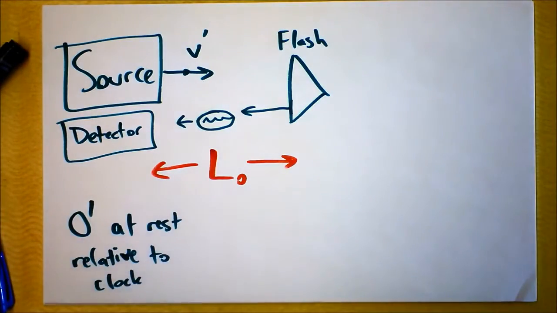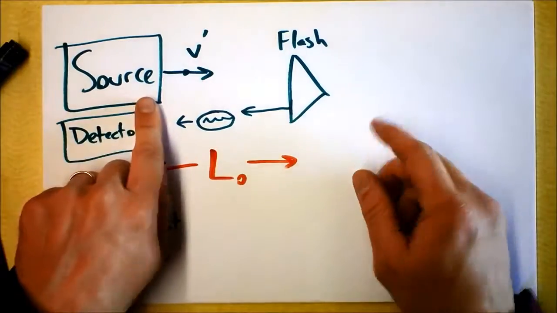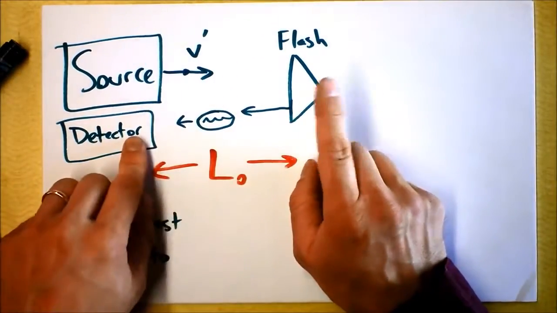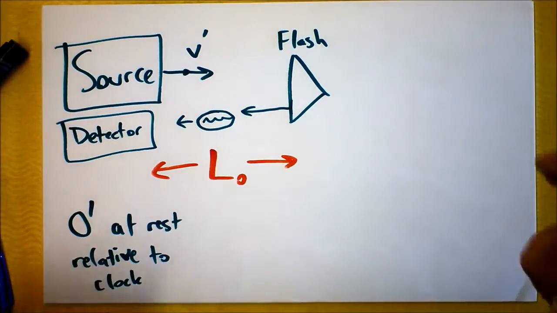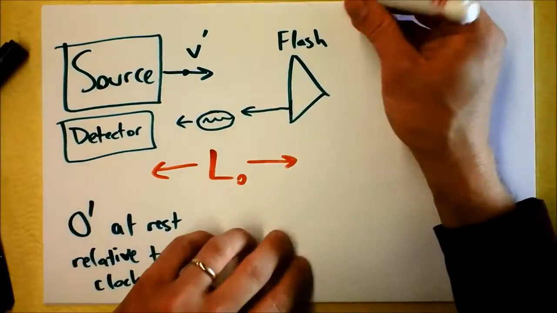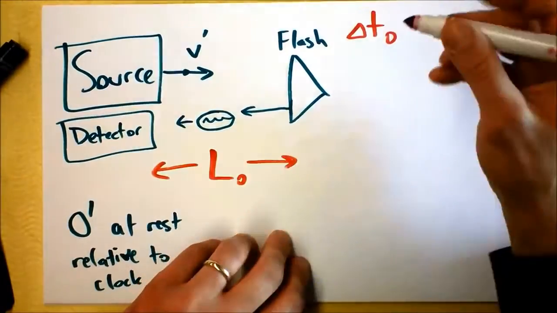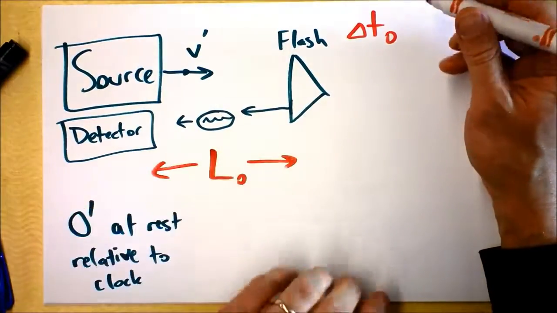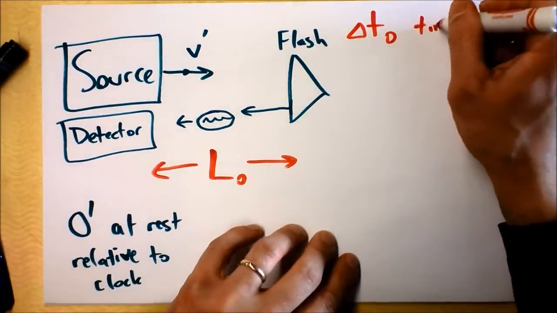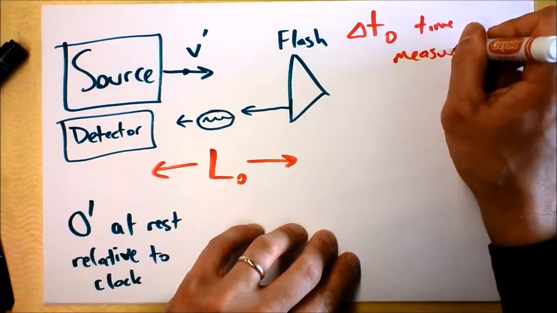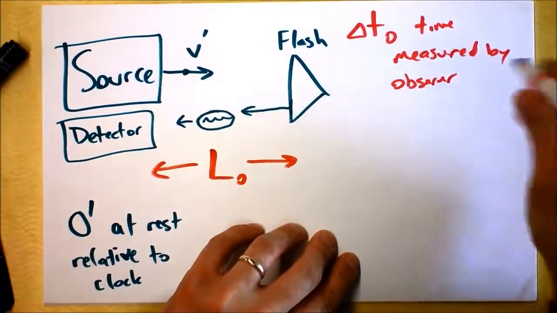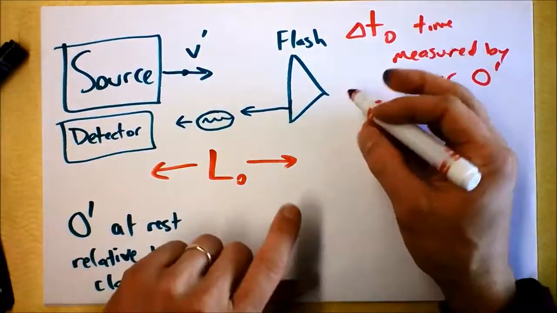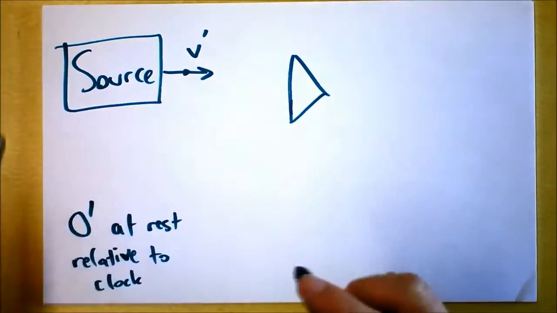Now, this L0 is the proper length between the source and the flash, and it's the proper length between the detector and the flash. This is all assumed to be horizontal, and it's the proper length because that's the longest length that anyone will see. So I'm going to call this time delta t naught, which is the time between ticks measured by observer O prime, and there will be light shot out from this flash when the particle arrives, and it's an automatic kind of thing. It's just chunk chunk, and it takes no time at all.